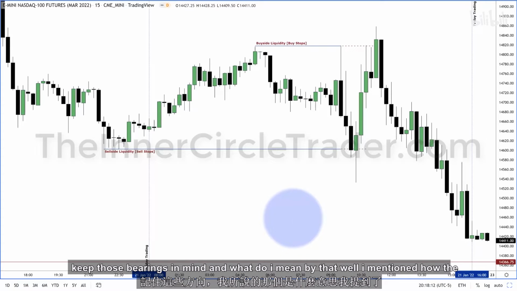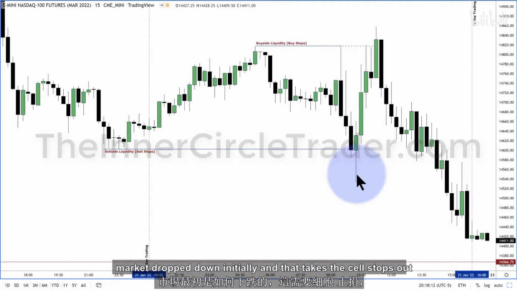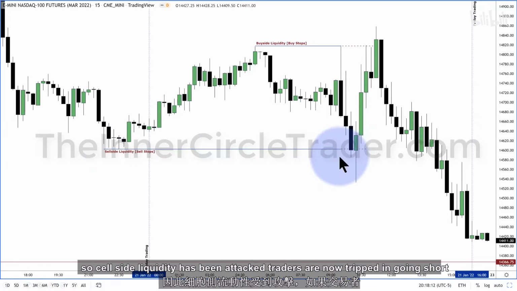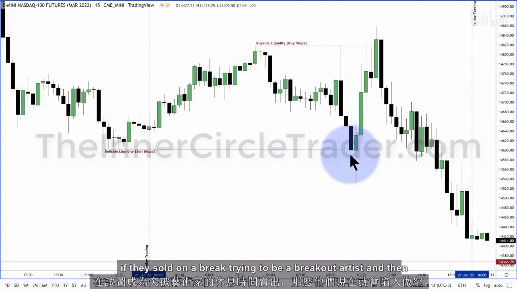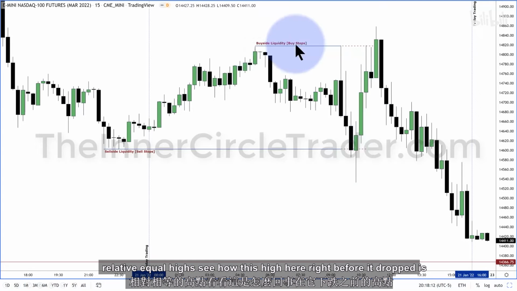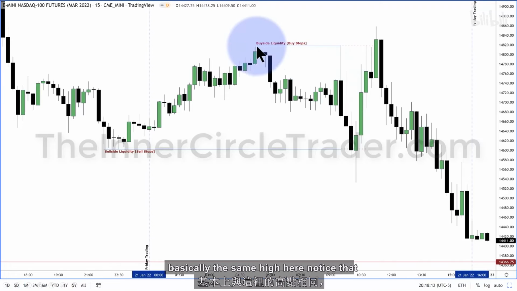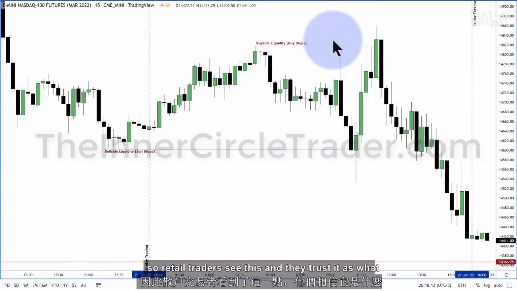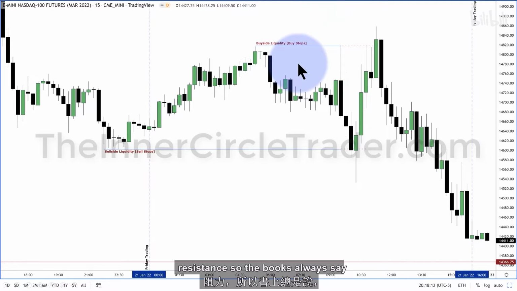And what do I mean by that? Well, I mentioned how the market dropped down initially, and that takes the sell stops out. So sell side liquidity has been attacked. Traders are now tripped in going short if they sold on a break, trying to be a breakout artist. And then the algorithms go right back up to an area where it's been cleanly delivered relative equal highs. See how this high here, right before it dropped, is basically the same high here. Notice that? So retail traders see this and they trust it as what? Resistance.